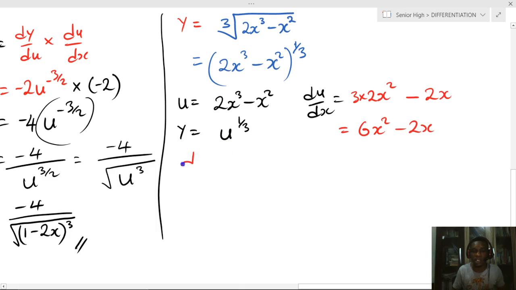Then what about our y? For our y, our dy du, since it is with respect to u, will give us minus 1 here, and then bring our 1 over 3 down to the front. So that will be 1 over 3 u raised to the power of 1 over 3 minus 1. And that is equal to 1 over 3 u raised to the power of 2 over 3, I believe so.